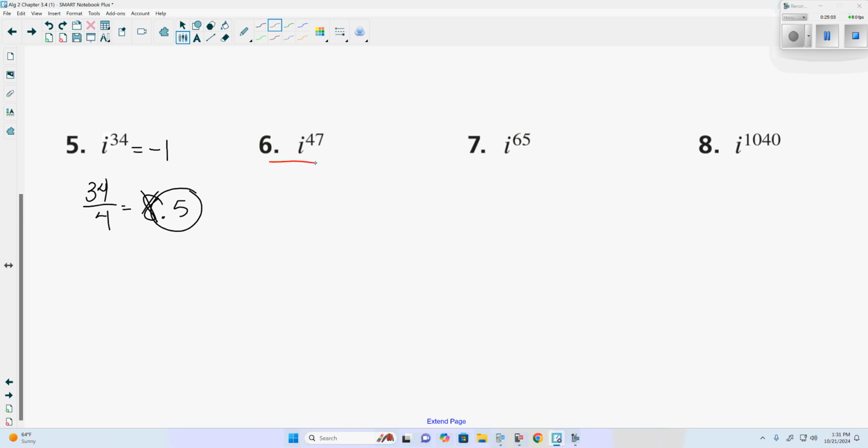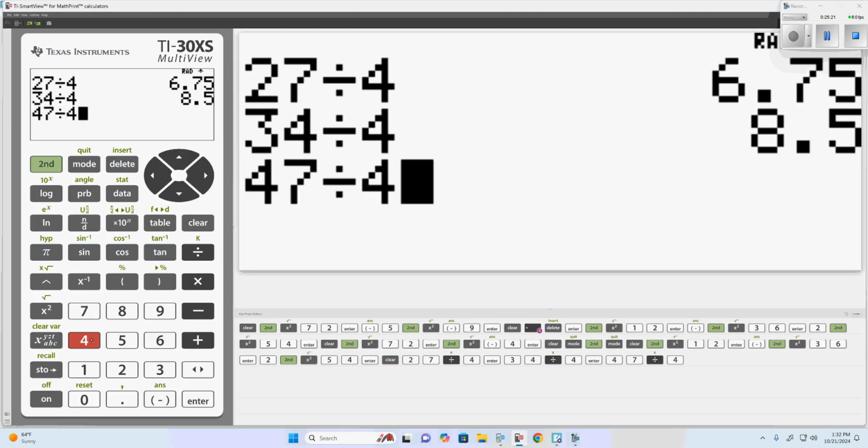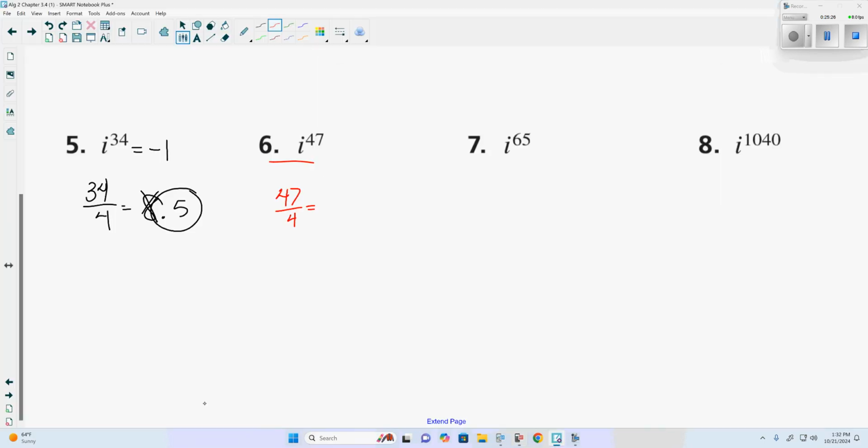Our next one is going to be i to the 47th power. Here we're going to take the 47 and divide it by 4. 47 divided by 4 is 11.75. Again, not concerned with the 11 because we're needing the decimal place to tell us which one we have. And the 0.75 tells us that this is negative i.